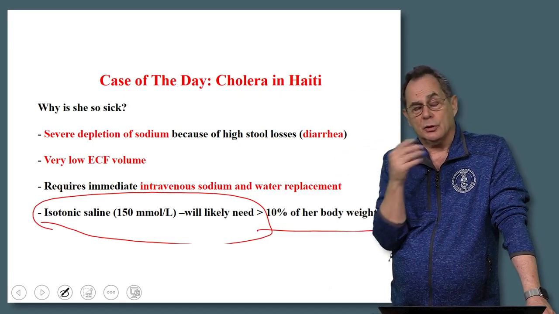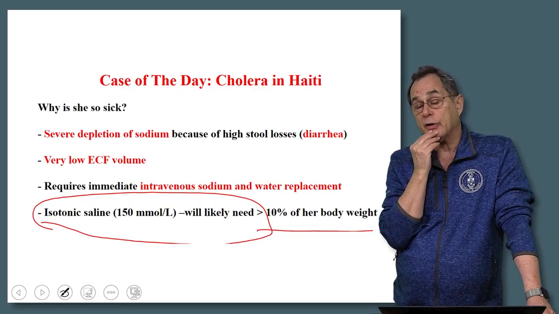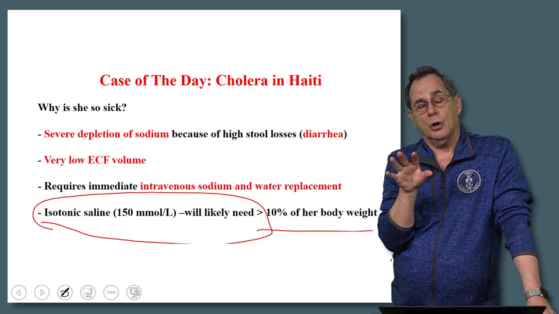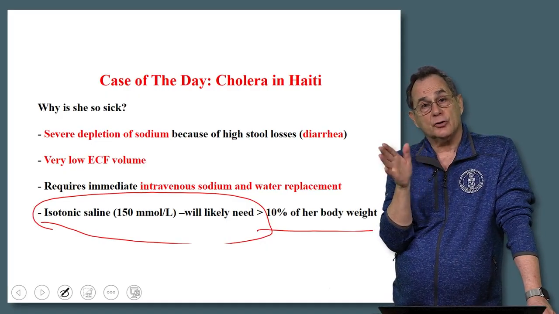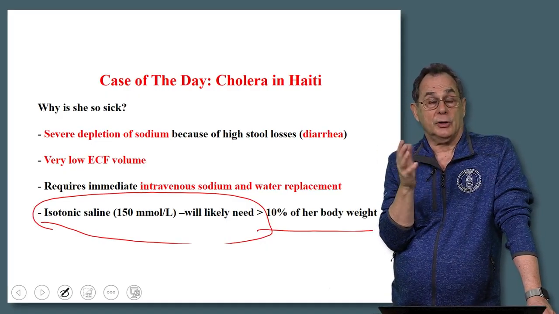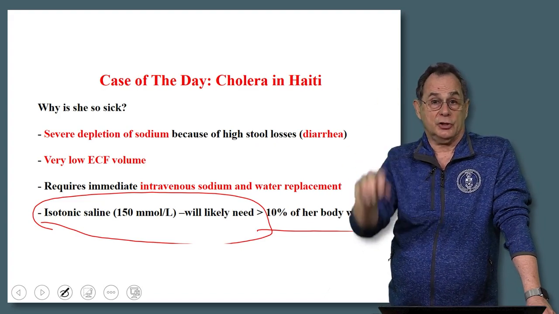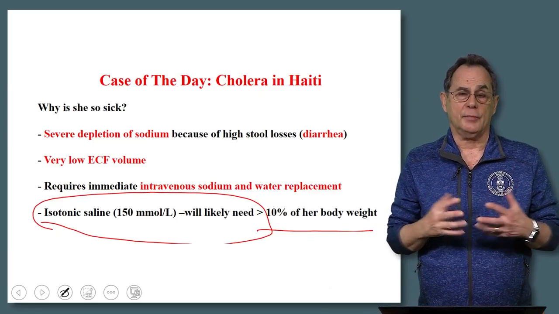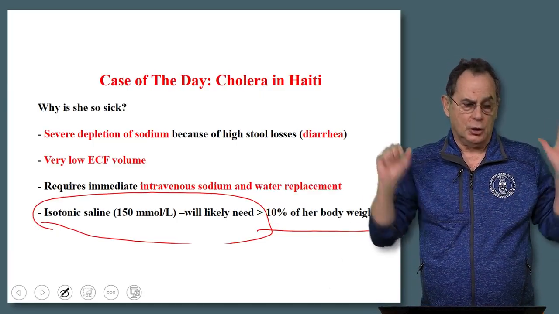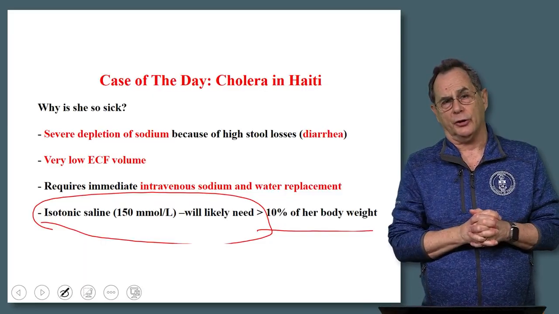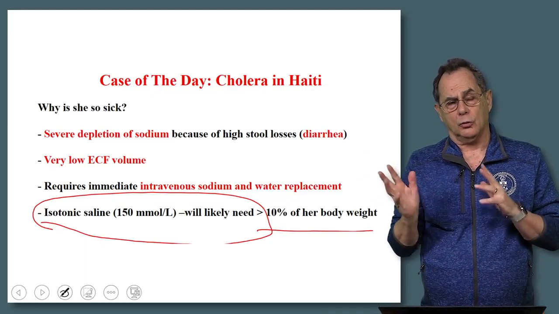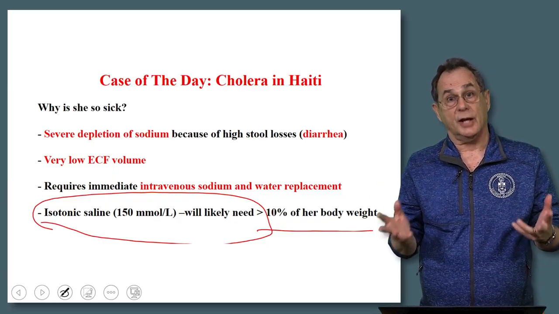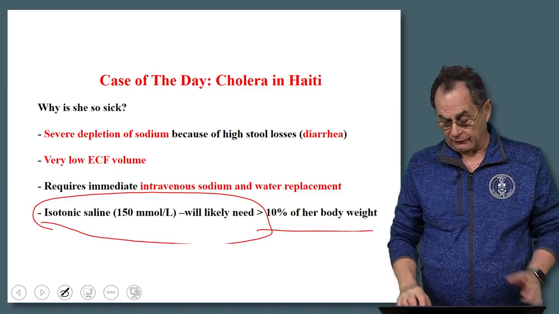So if she weighs, let's say, 40 kilograms, she might need at least 4 liters of sodium chloride in an isotonic solution to restore her pressure. And as she continues to lose, she'll continue to need that. So salt and water resuscitation is the cornerstone of the acute management of cholera. In the absence of that, she'll rapidly deplete her plasma volume, her blood pressure will fall, her brain perfusion will decrease, organ perfusion will decrease, and actually she'll pass away at the end of that if there's no intervention.